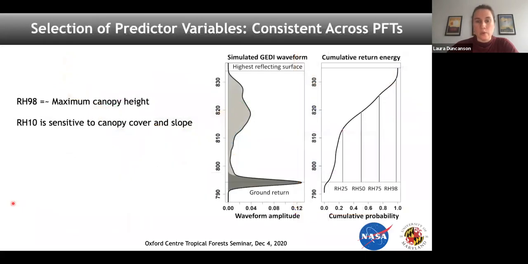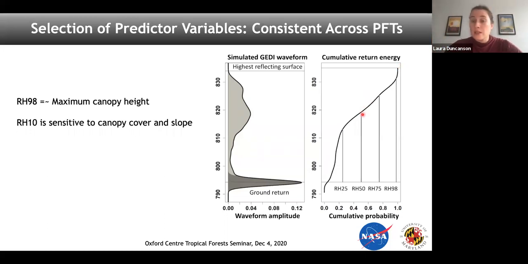From that suite, we're finding that there is some consistency in the variables that are being selected to predict biomass. So here we have a simulated GEDI waveform. And here we have a series of what we call relative height metrics, which are the height below which some proportion of the waveform energy has been returned. So RH98 is like a percentile: the height below which 98% of the canopy energy has been returned. We treat that as our maximum canopy height. RH100 is a little more sensitive to background noise, so we treat RH98 as maximum canopy height.